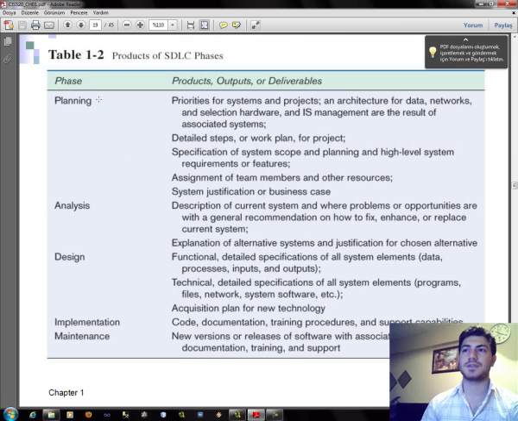And you see here a table, products of SDLC phases. Here the phase is written, and here the products, outputs, and/or deliverables are written. You can see and read this table.